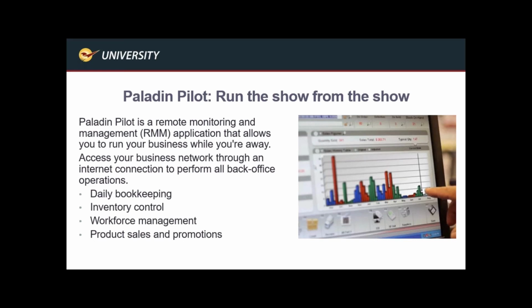It allows you, if you want to make a purchase order from your hotel room while you're on the road, go for it. All you need is access. Just log into your store's Wi-Fi or the hotel's Wi-Fi, and then you can bring up Paladin Pilot, get access to one of the computers over there. And now you can make a purchase order, do all your bookkeeping, basically anything that you could do if you had Paladin on that local laptop right there in front of you. So your bookkeeping, inventory control, workforce management, product sales and promotions. And if you want to have a promotion that runs tomorrow that you forgot to set up while you're on the road, now you can log in and do it.